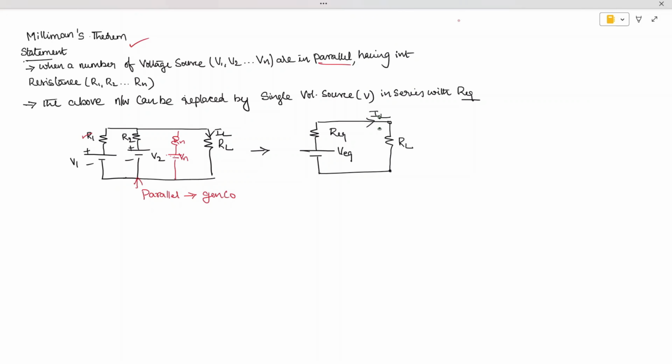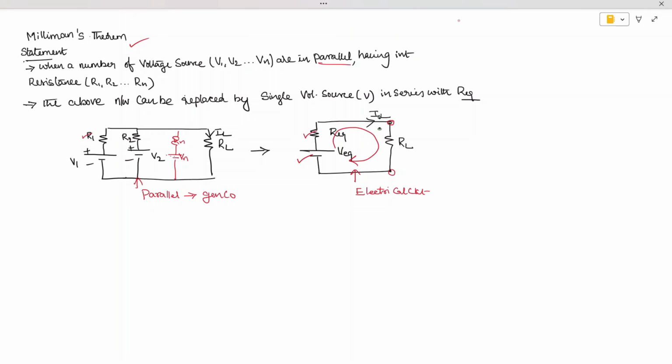This complete network can be replaced by a single electrical circuit, consisting of an equivalent voltage source and an equivalent resistor, replacing the removed load resistor. So this is the concept of Millman's theorem.